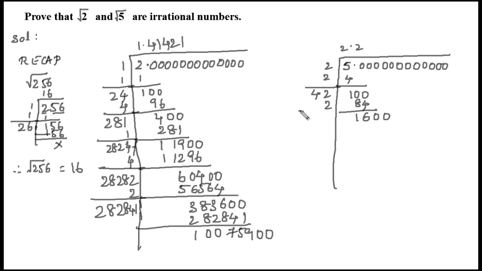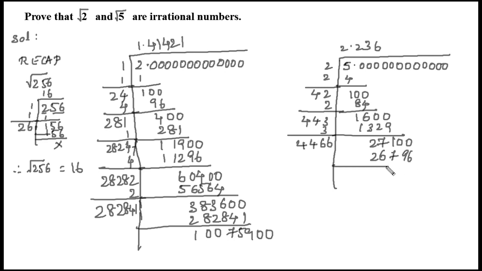Now double this digit. So it's 44. I will take 3 here and here also it is 3, and the product is 1329. Now subtract. Difference is 271. Bring 2 zeros down. Now double this digit. So it will become 446. So we'll take 6 over here, and here also it is 6. And the product is 2679. Subtract. It's going to be 304.